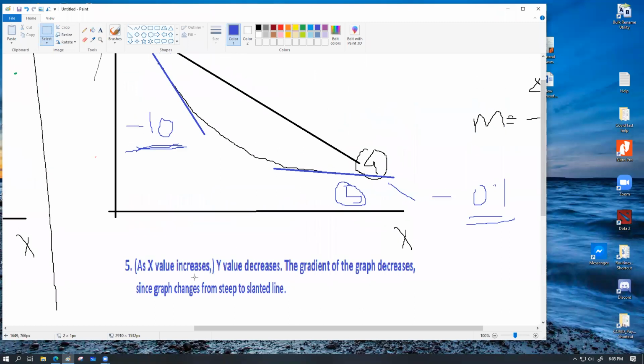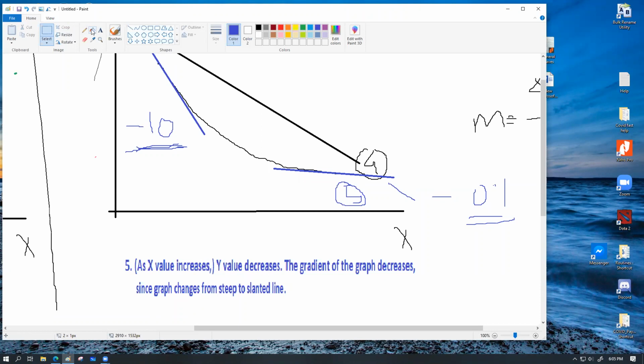I have given this first set of information in brackets because graphs are always described as the X value increases. So we might, in many cases, skip this initial part, or the question might also say to skip this part, because graphs are always described from left to right. So as X value increases, I could only write for number 5, Y value decreases.